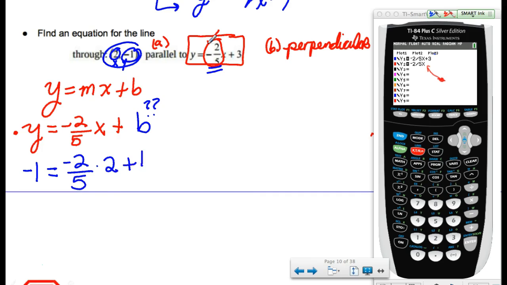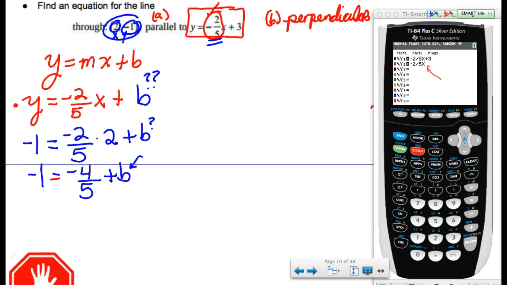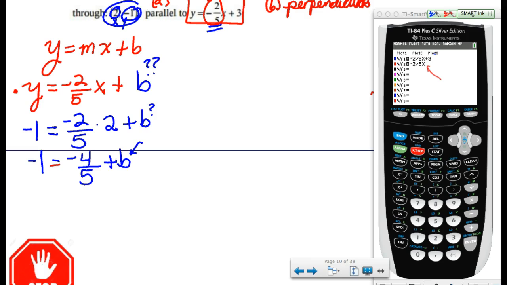plus b. I'm going to solve this for b because my calculator is blinking, waiting. What's b? How do I figure it out? I just do the arithmetic here. Negative 1 is equal to negative 4/5 plus b. Again, I'm looking for that y-intercept. My calculator's being very patient, blinking over there, waiting for me to enter the y-intercept. I'm going to add 4/5 to both sides.